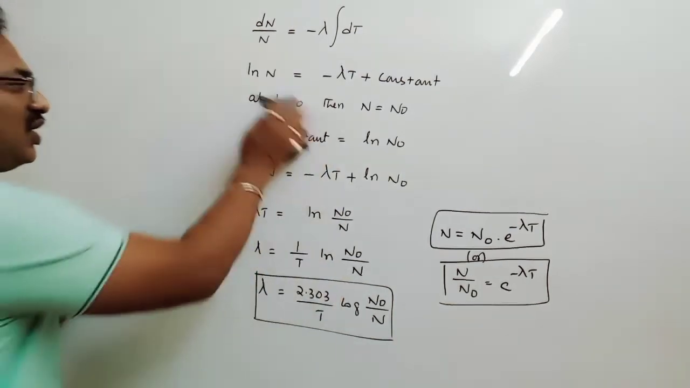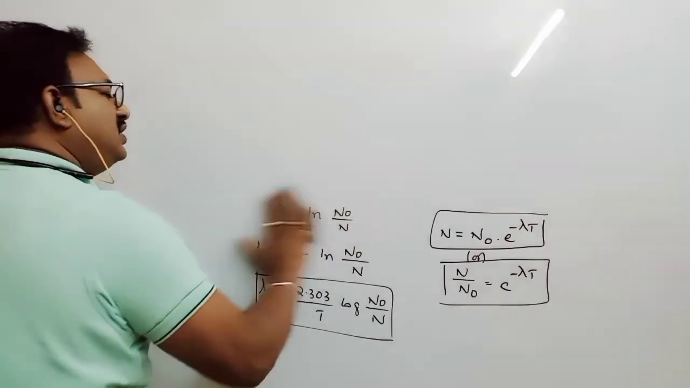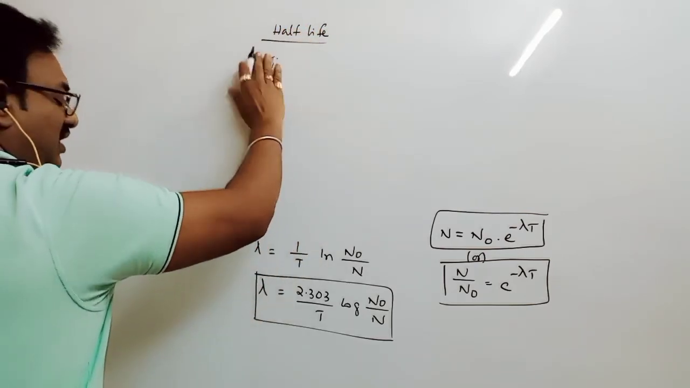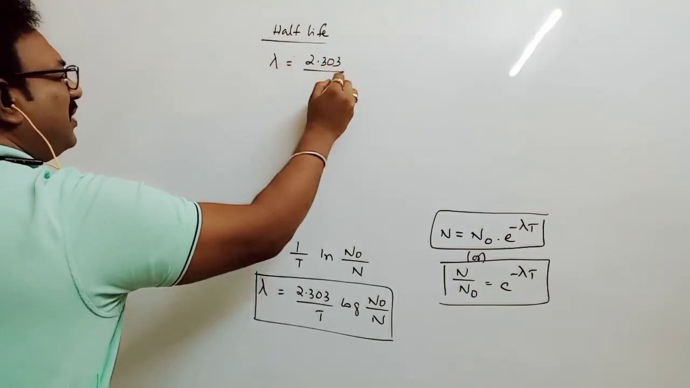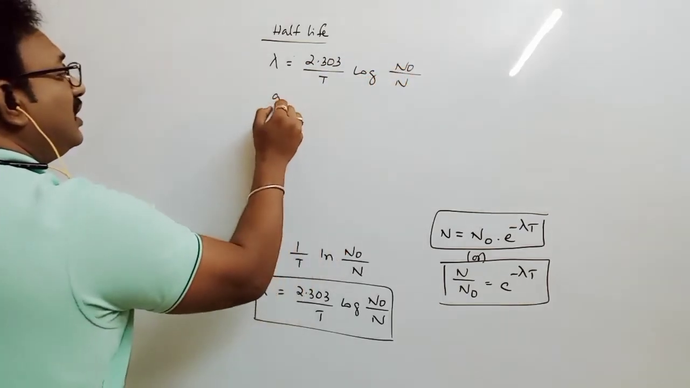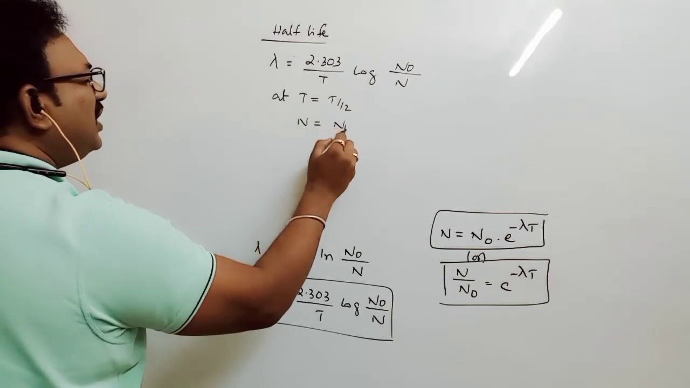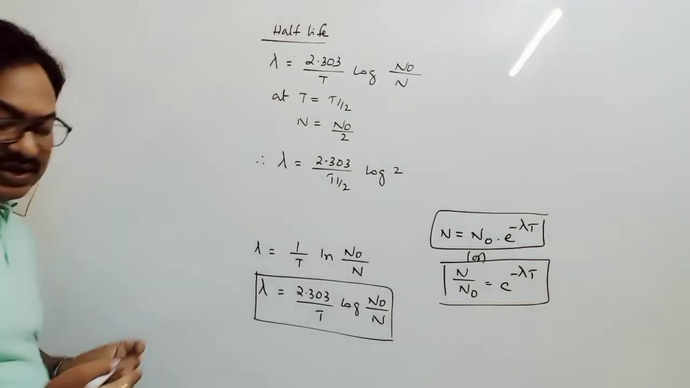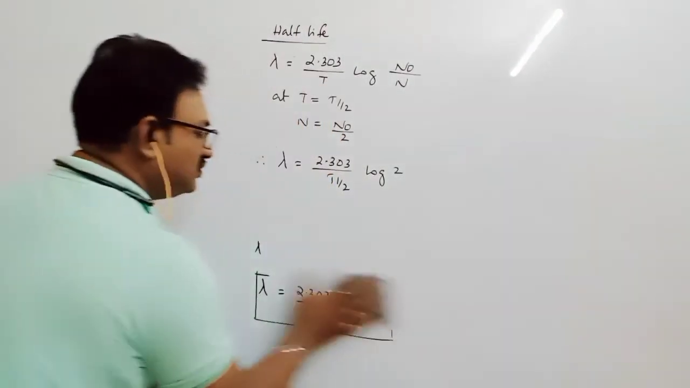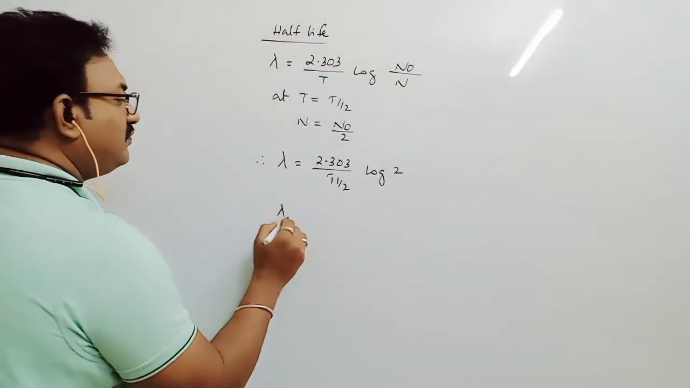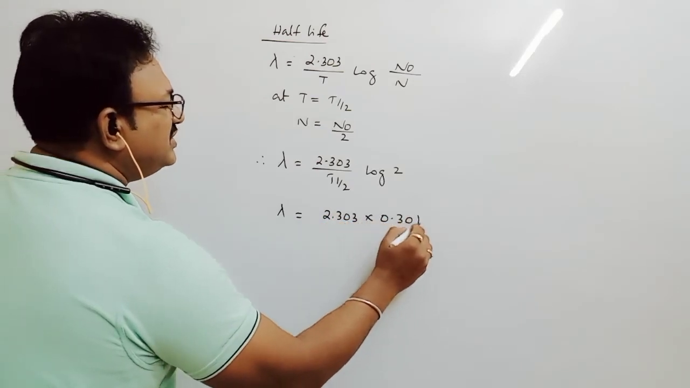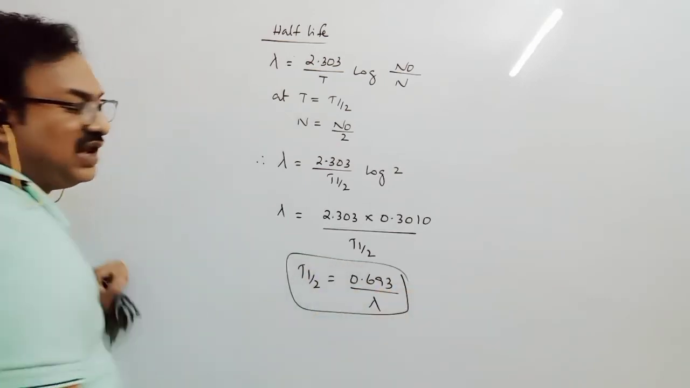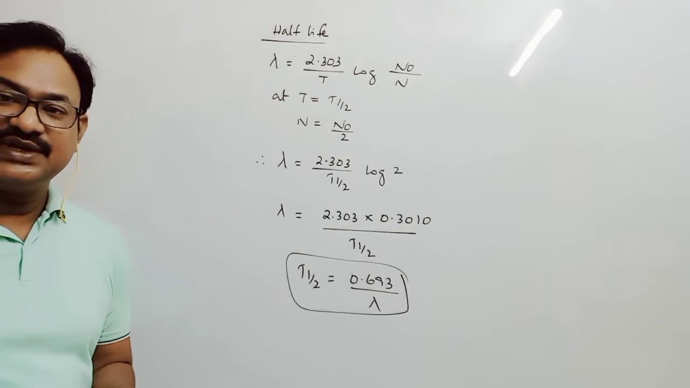As usual, you can find the half-life and so on. So if you go to half-life, now see, what is the lambda value? Lambda is 2.303 by t log N naught by N. At t equal to t half, N should be equal to N naught by 2. Therefore lambda equals 2.303 by t half log 2, since N naught divided by N naught by 2 is 2. Log 2 value is 0.3010. Therefore lambda equals 2.303 into 0.3010 by t half. So t half is equal to 0.693 by lambda. Like that you can get the half-life period of a radioactive substance.